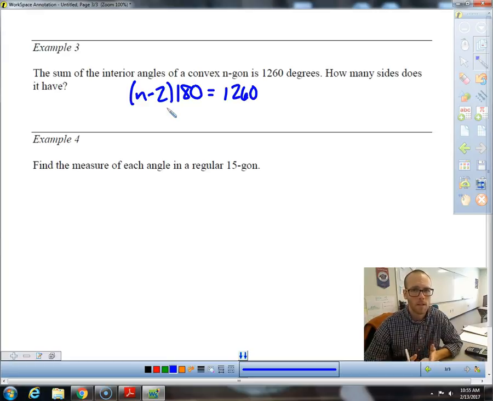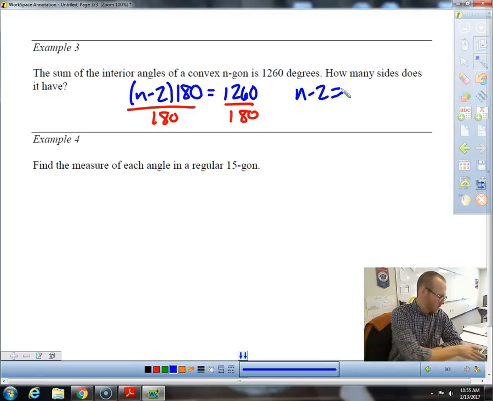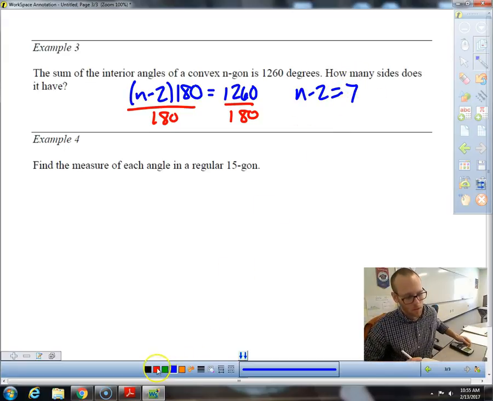Well, I see students do this two different ways. I see some students who like to distribute the 180, getting 180n minus 360, and solve it that way. I have other students who like to divide by 180. That gives me n minus 2 equals, I'm going to grab my calculator, 1260 divided by 180, that's 7. So n minus 2 equals 7.